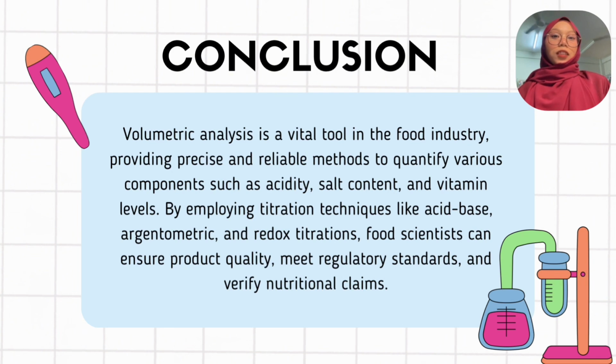For conclusion, volumetric analysis is a vital tool in the food industry, providing a precise and reliable method to quantify various components such as acidity, salt content, and vitamin levels. By employing titration techniques like acid-base, argentometric, and redox titration, food scientists can ensure product quality by meeting regulatory standards and verifying nutritional claims.